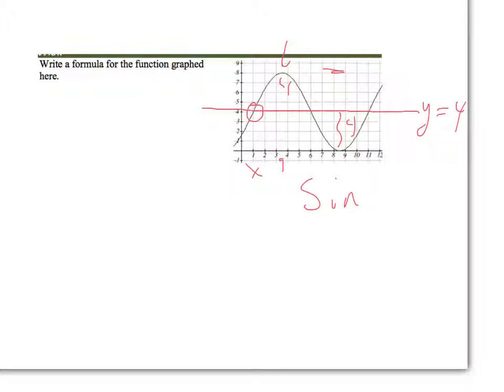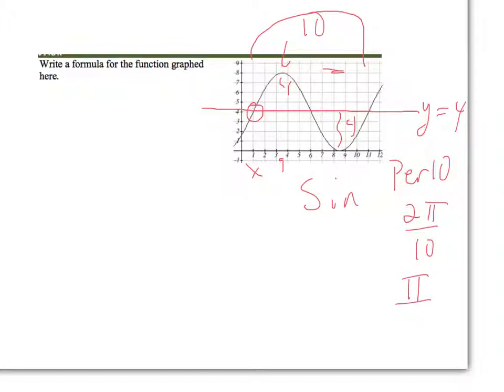Well, I'm seeing that this is 10 wide from where it goes up, all the way back down, and back. I didn't stress that on the first example. So the period is 10, and we're going to take 2 pi over 10, so the b number is pi over 5. We know the shift up, we know the period, we know the amplitude is 4. I think we're ready to rock and roll here.